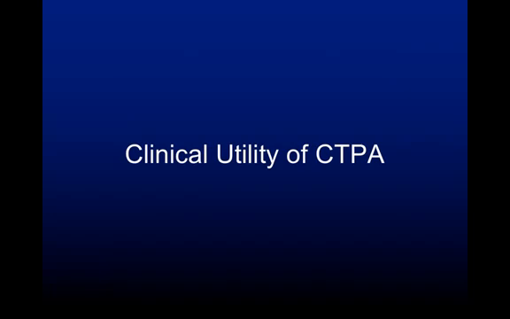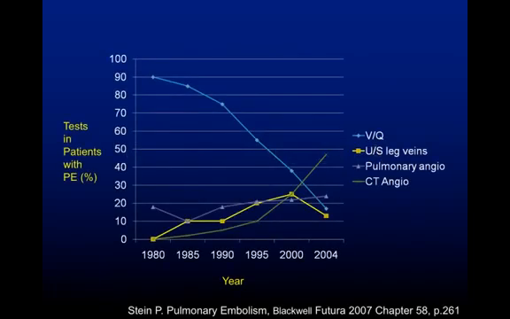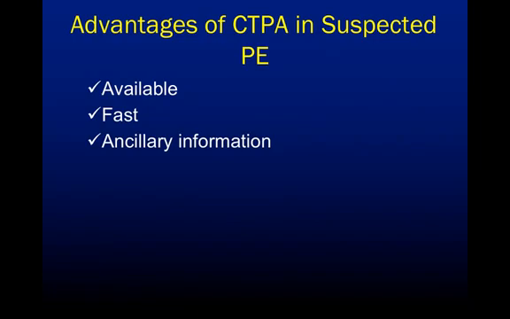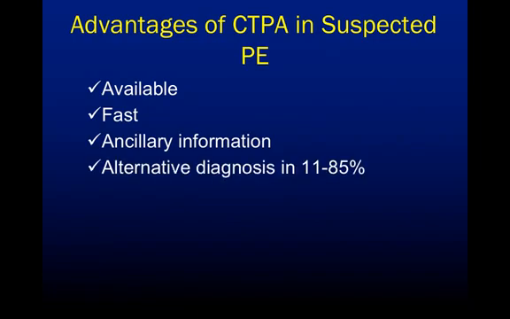Let's now discuss the clinical utility of CT pulmonary angiography. CT pulmonary angiography surpassed VQ scanning many years ago, and there are several reasons for this. The first is because CT pulmonary angiography has several advantages. It's available, it's rapidly acquired, it provides ancillary information about the status of the right ventricle, and provides an alternative diagnosis in many patients, which will explain the patient's symptoms. The latter two clearly are not provided with VQ scanning.